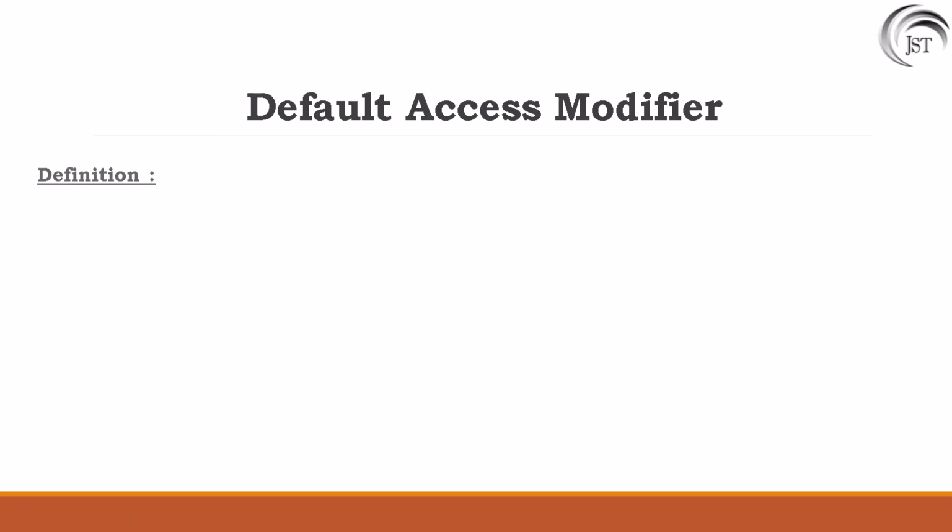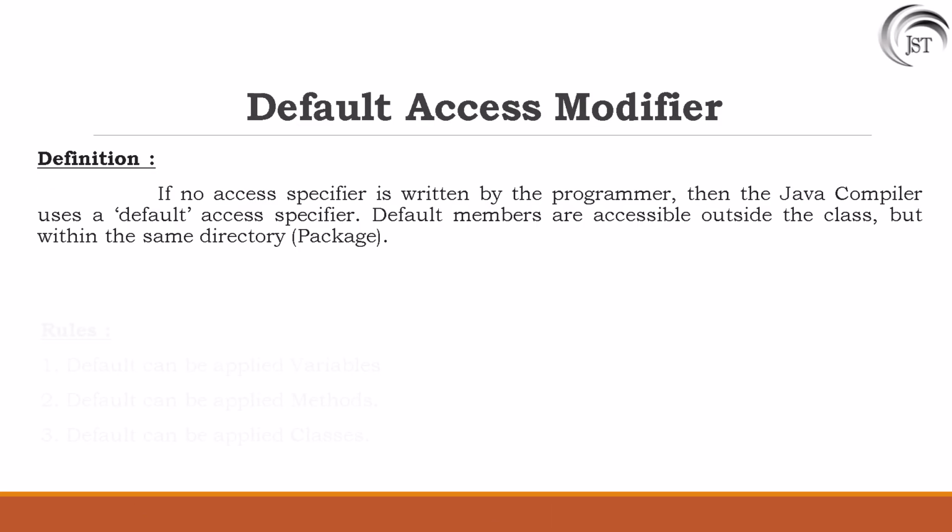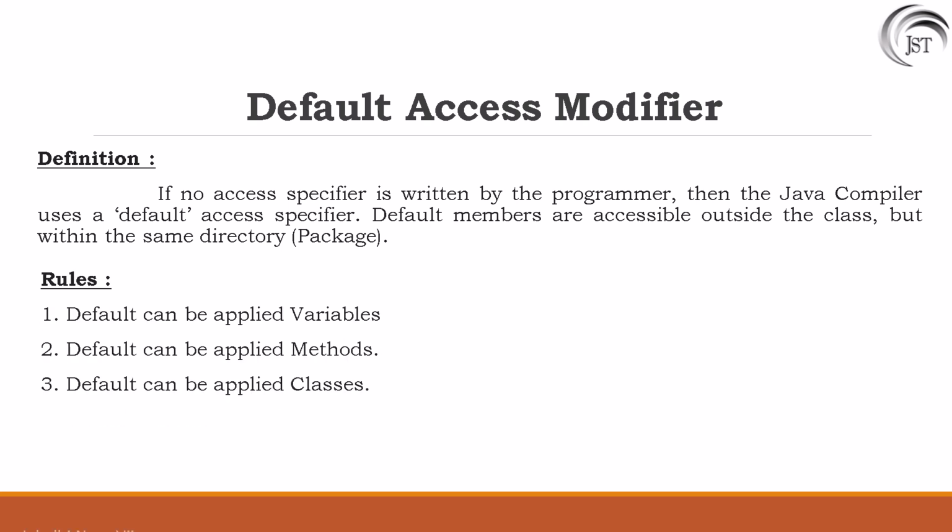Next one, the last one, default access modifier. If no access specifier is written by the programmer, then the Java compiler uses a default access modifier. Default members are accessible outside the class but within the same directory, that means the package.